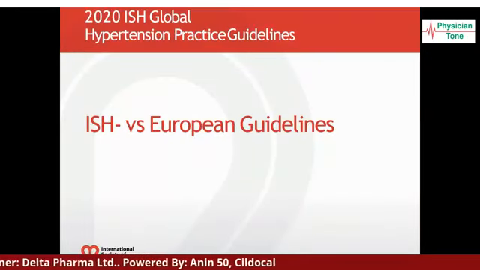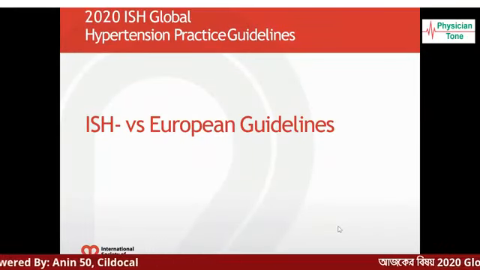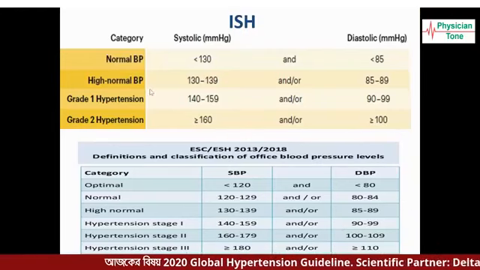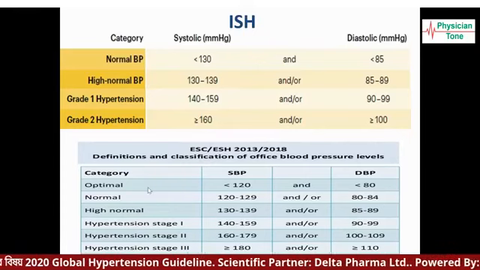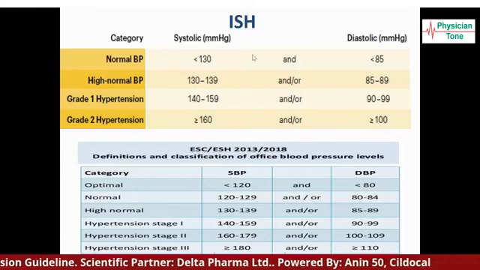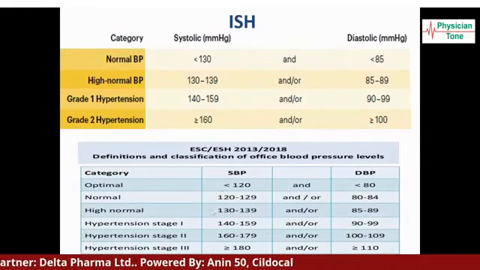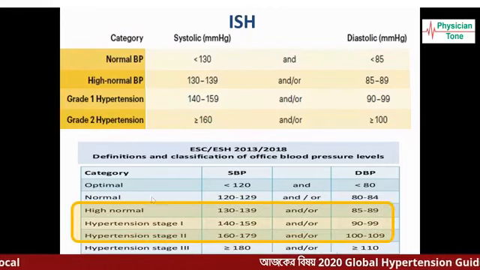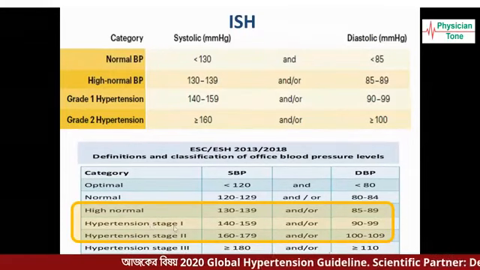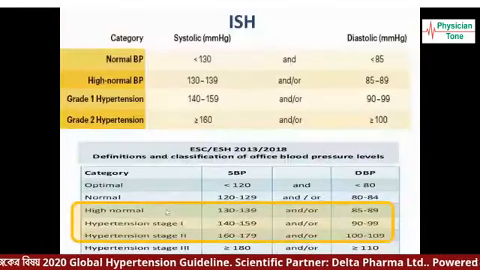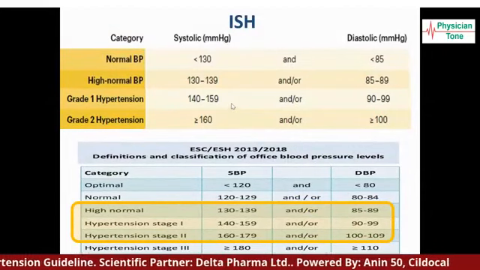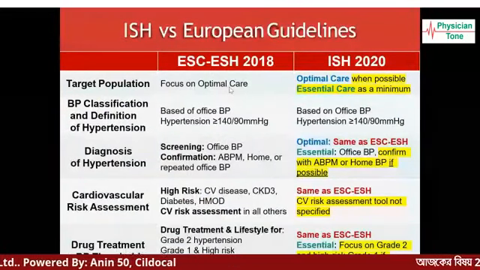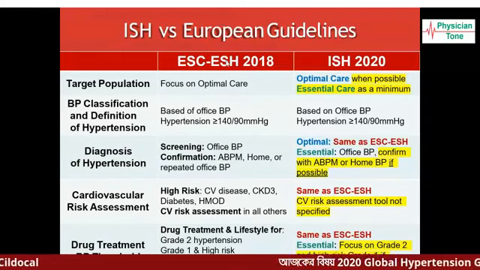In my last few slides, I will show some comparison between different guidelines, the 2020 ISH guidelines and European guidelines. You see, this lower panel is the ESC guideline 2018, and this is the 2020 International Society of Hypertension guideline. This guideline is most similar to the ESC guideline, but in a simpler form: the categories high normal, hypertension stage 1, and hypertension stage 2 are similar. But there are some differences, some upgrades or additions to the ESC 2018 guideline in the 2020 guideline.